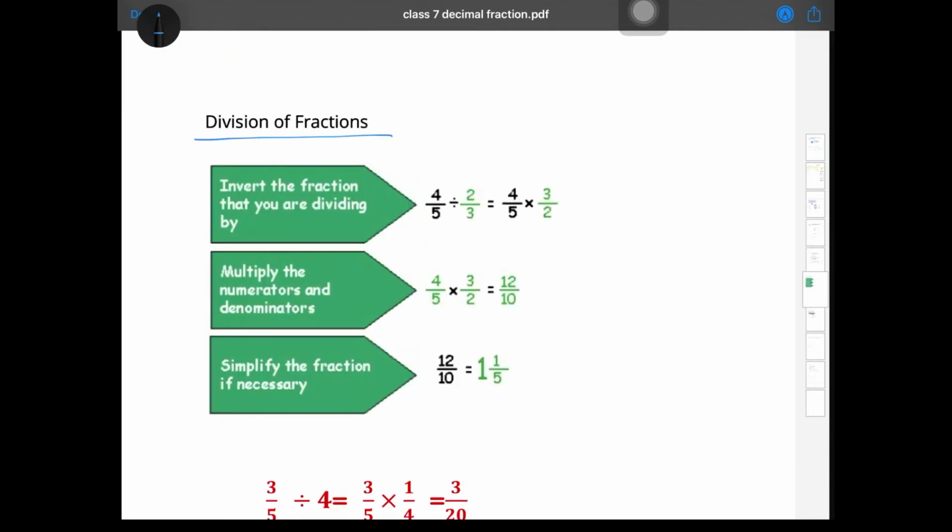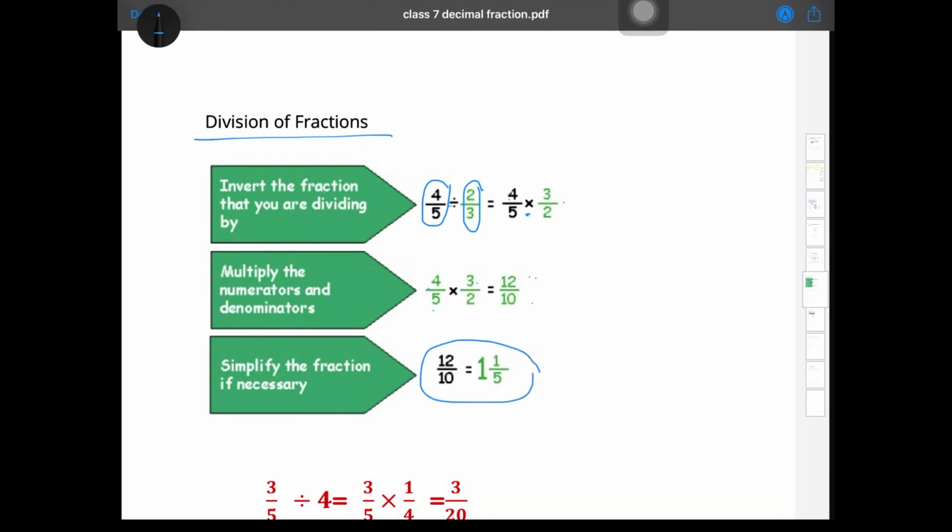The next one is division of fractions. Whenever you have to divide, suppose you have 4 by 5 and you have to divide it by 2 by 3. The divide sign will convert into a multiply sign, and the fraction will change. Previously it was 2 by 3, so it will become 3 by 2. Now you can calculate and you'll get the answer. You multiply both the numerators and both the denominators, so you'll get 12 by 10.